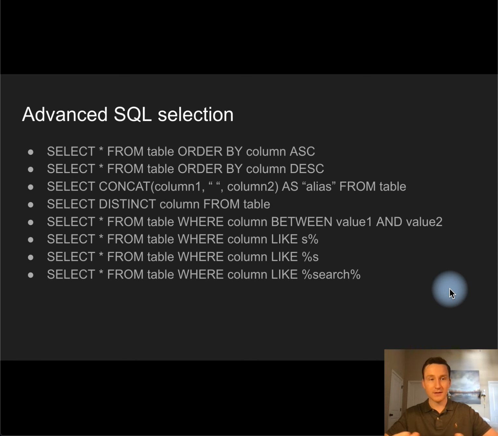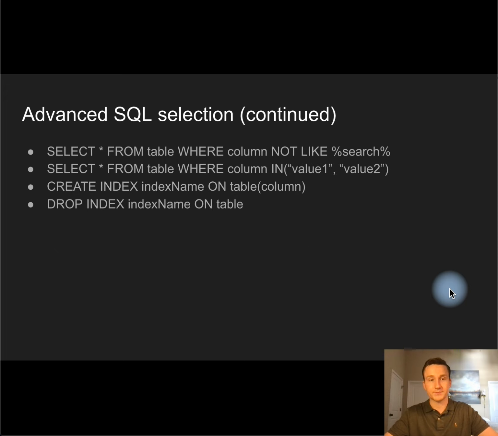Here are some advanced selection queries that we can run. We can order by ascending or descending order. We can concatenate columns, and we can select distinct columns, the unique values from a table. And then we can specify columns between certain values, or where they're like a certain value using the LIKE pattern matching.